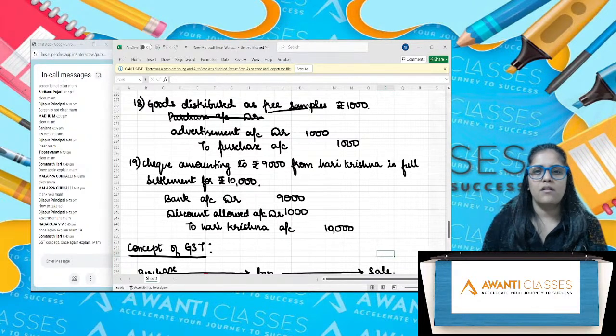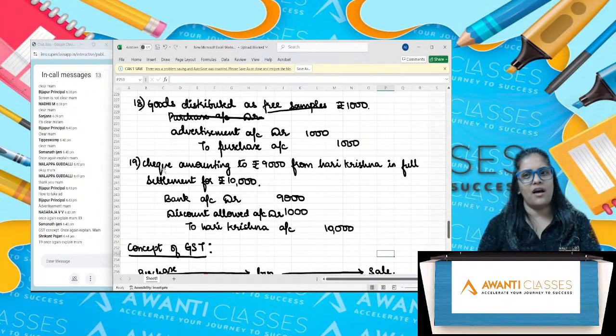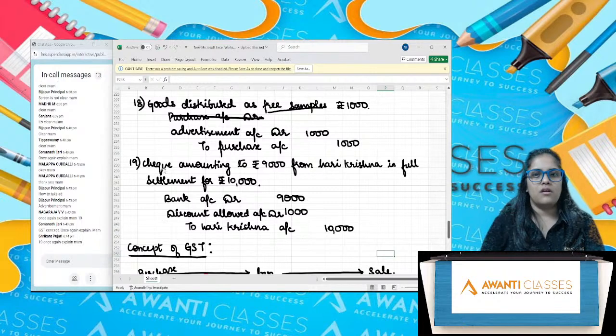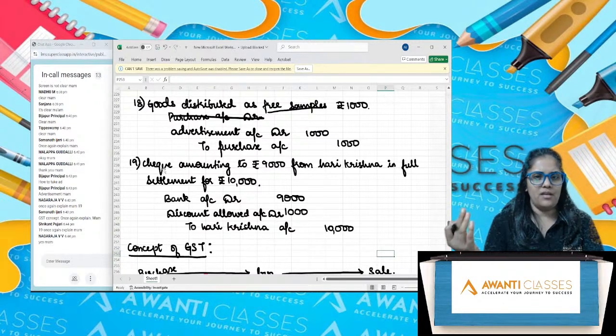Once again, explain 19. We have received a cheque, so money will come into the bank account: debit 9,000. Harikishan has given it, so credit Harikishan. There is a difference, so don't allow full settlement. The cheque is received from Harikishan for 9,000 in full settlement of 10,000. So money comes in: bank account debit, to Harikishan, and the difference to discount allowed.